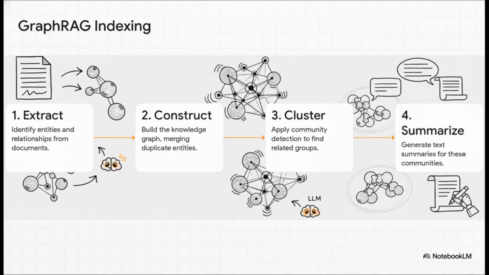So, how do we build this amazing graph? Well, it's all done up front, during the indexing phase. First, an LLM scans all the documents to pull out the key entities and their relationships. Then it builds the graph, intelligently merging any duplicates it finds. After that, it finds related clusters of information. These are called communities. And finally, it generates summaries for each of those communities. All of this heavy lifting is done before a user ever even asks a question.